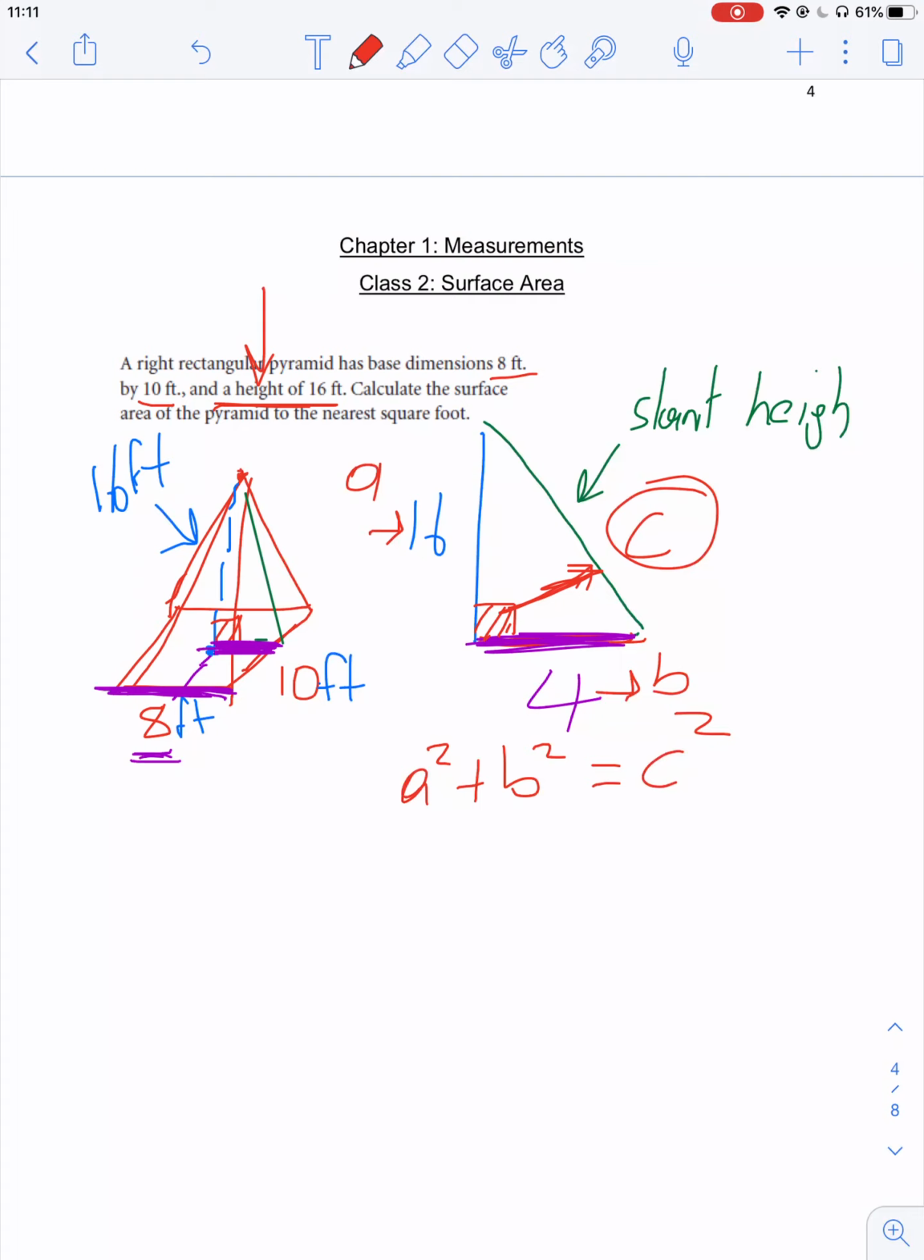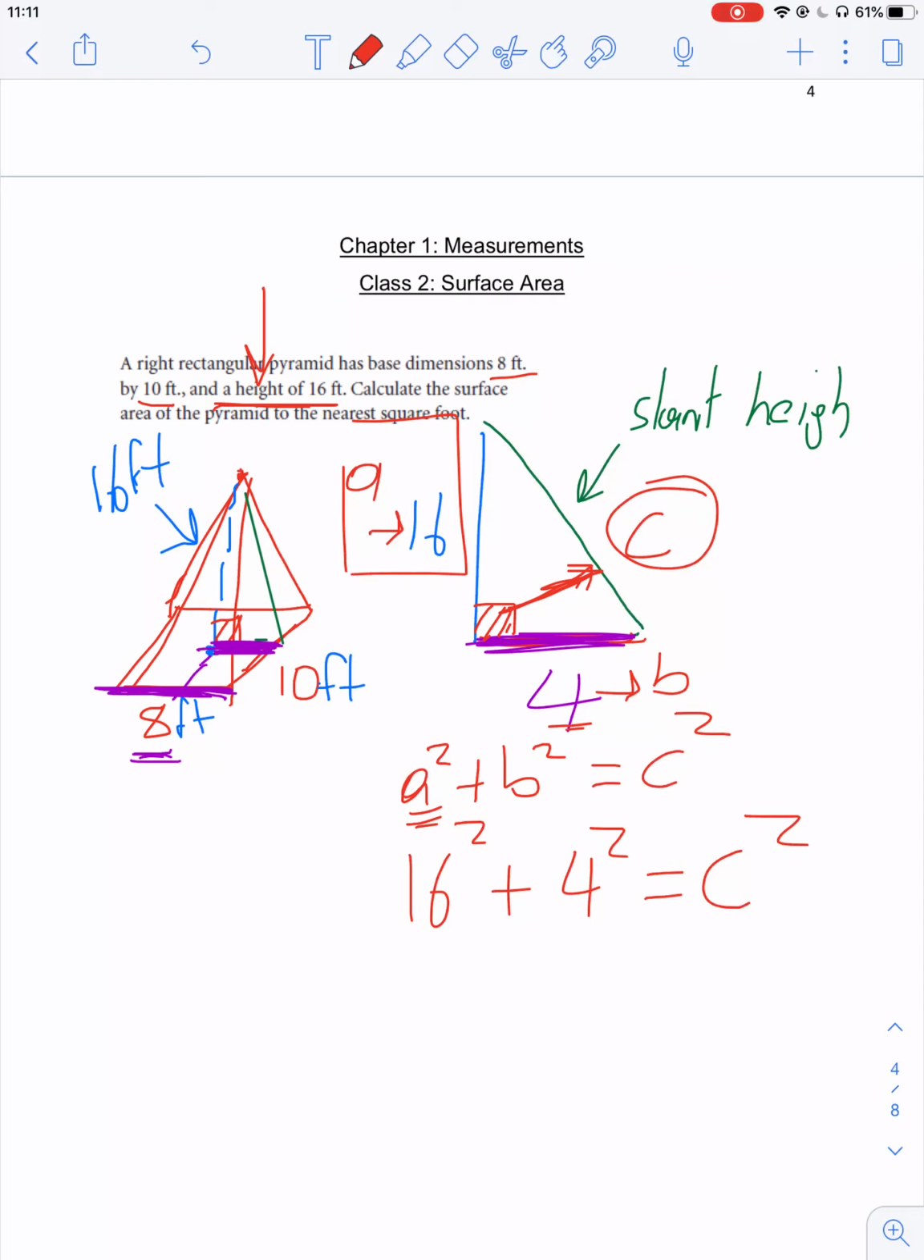So based on how I've labeled it, my A value is 16, but I have to square my A value. So 16 squared, and my B value is 4, but I have to square my B value. So 16 squared plus 4 squared equals C squared, right? If you do this in your calculator, you should get 272.